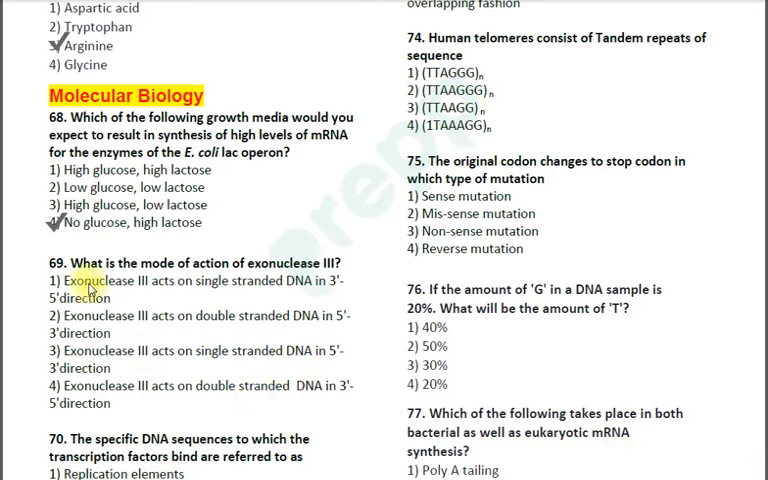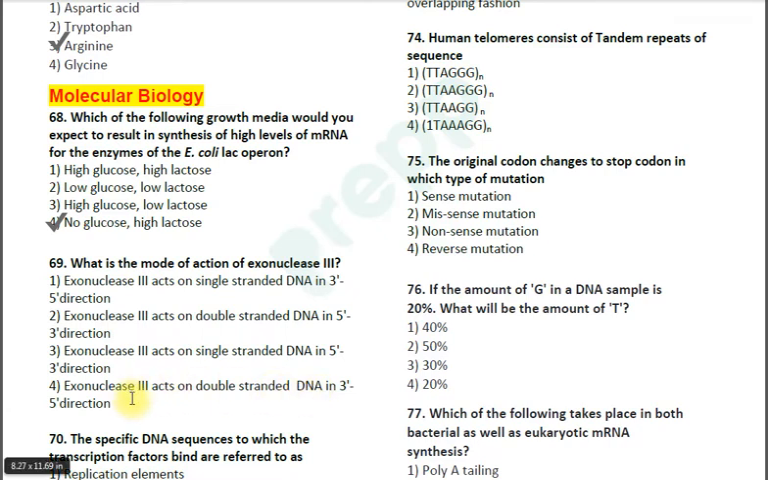Question number 69. What is the mode of action of exonuclease 3? Option 1 is exonuclease 3 acts on single stranded DNA in 3' to 5' direction. Option 2, exonuclease 3 acts on double-stranded DNA in 5' to 3' direction. Option 3, exonuclease 3 acts on single-stranded DNA in 5' to 3' direction. Option 4, exonuclease 3 acts on double-stranded DNA in 3' to 5' direction.